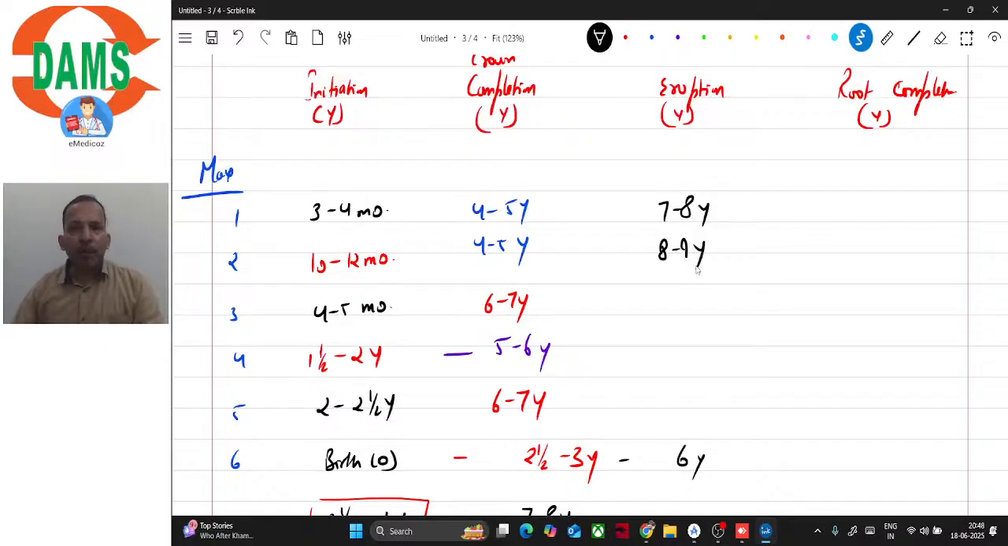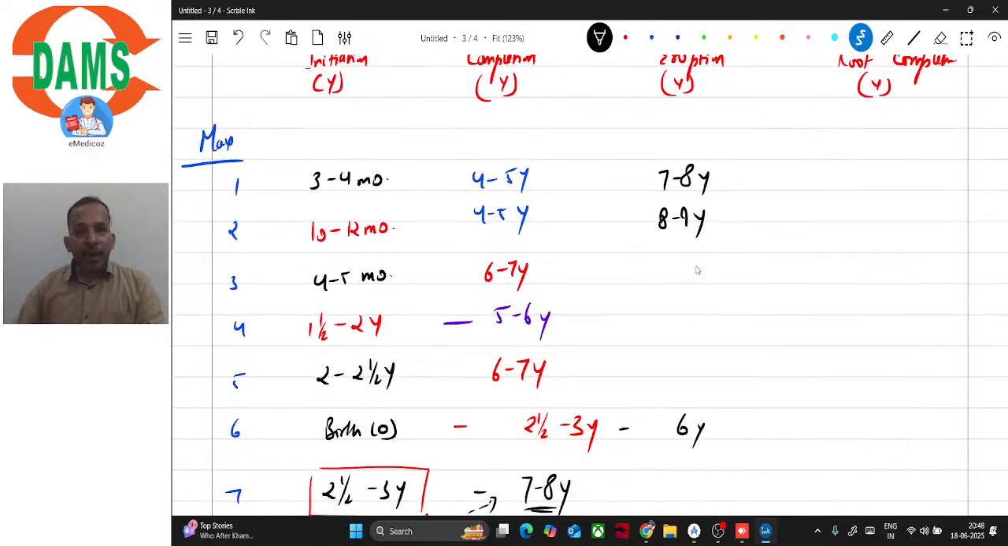Which is the next tooth to erupt after the incisors? The next tooth to erupt would be the mandibular canine, isn't it? When the incisors have erupted, this is the early mixed dentition phase. The late mixed dentition phase starts from 9 years onwards, when the canines and primary molars are replaced by permanent canines and the premolars, isn't it?